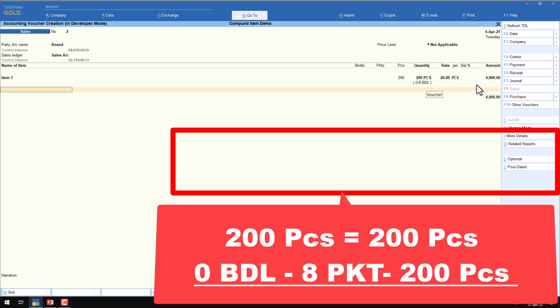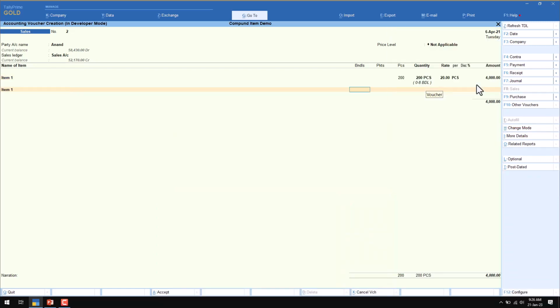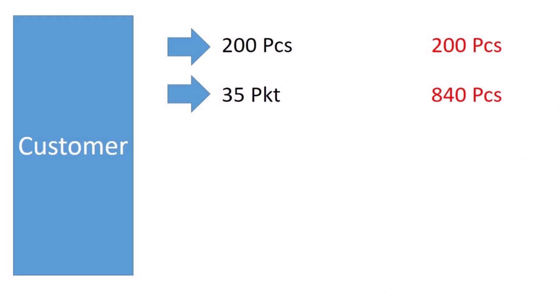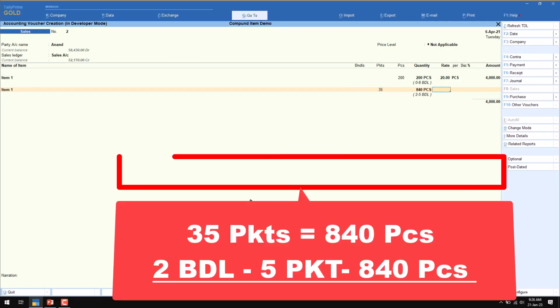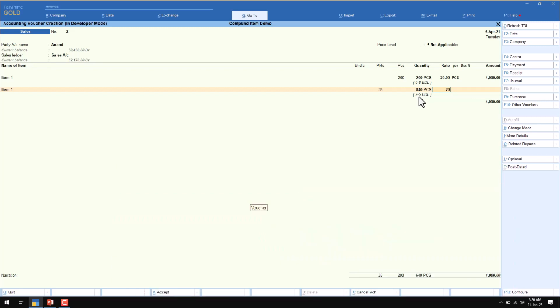Again, another scenario is item number 1. Here we are going to sell 35 packets, so the customer wants 35 packets. In Tally we enter 35 packets here. Now it is automatically converted to 840 pieces, and with the compound unit it is 2.5 bundles, not saying 2.5 bundles, but 2 bundles and 5 packets. So we press enter.